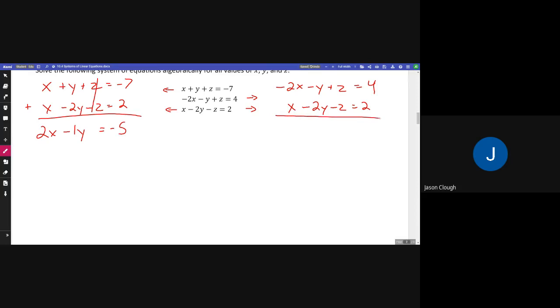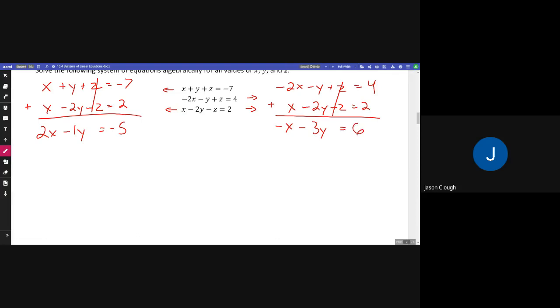Over here, do the same thing. Cancel out the z's. So we get -2 plus 1, which is -x. -1 plus -2, which is -3y. z's cancel out. And I get 4 plus 2, which is 6.